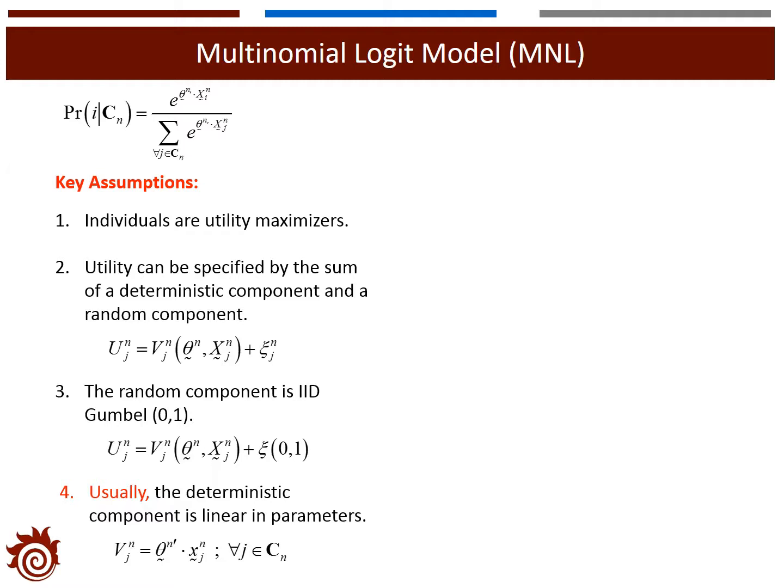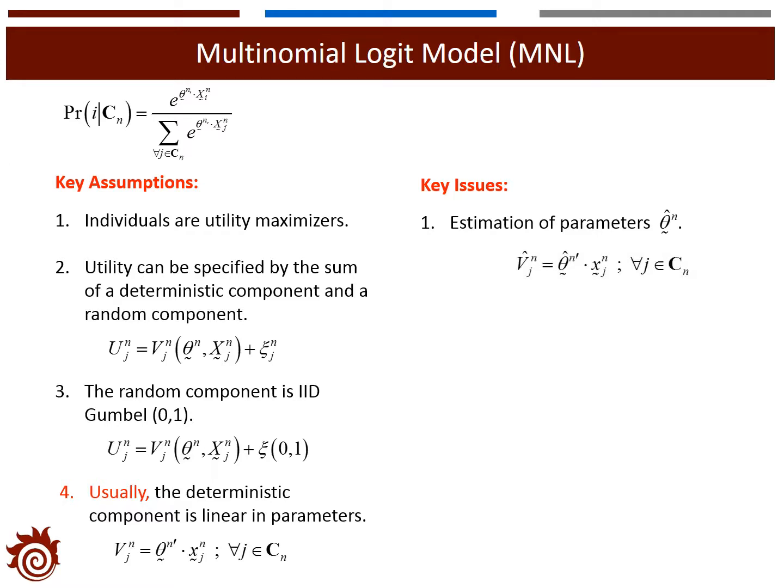Finally, this is not a mandatory condition, but usually the deterministic component is linear in the parameters. So Vjn is a function of the observed variables xj and a set of coefficients theta. We have several issues to be solved. First, we want to find a way to estimate the parameters theta n based on the values of the variables that we can observe.